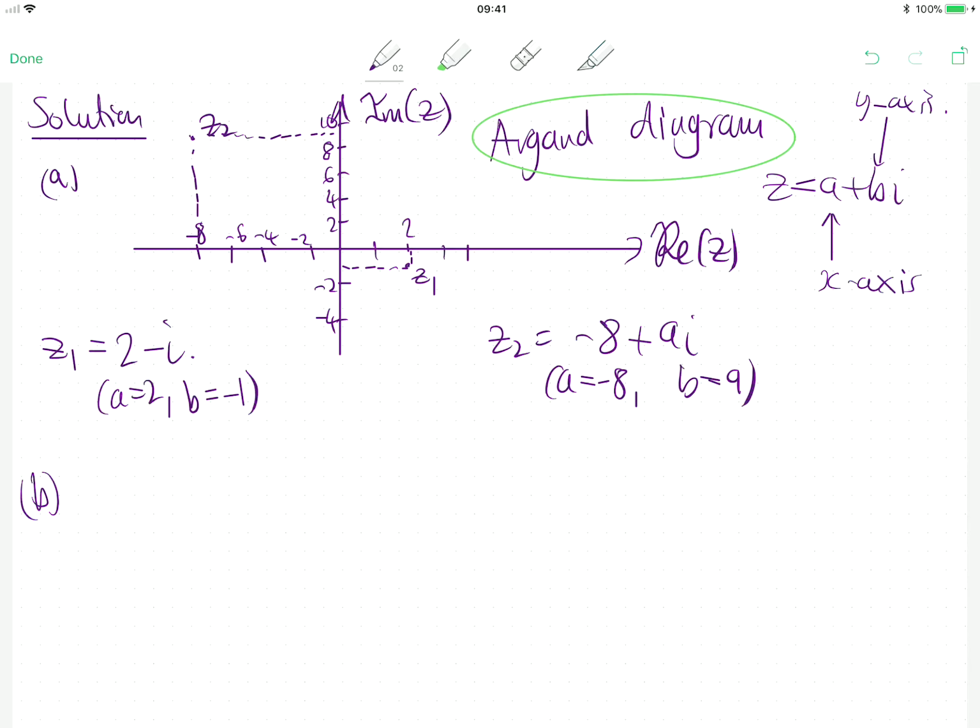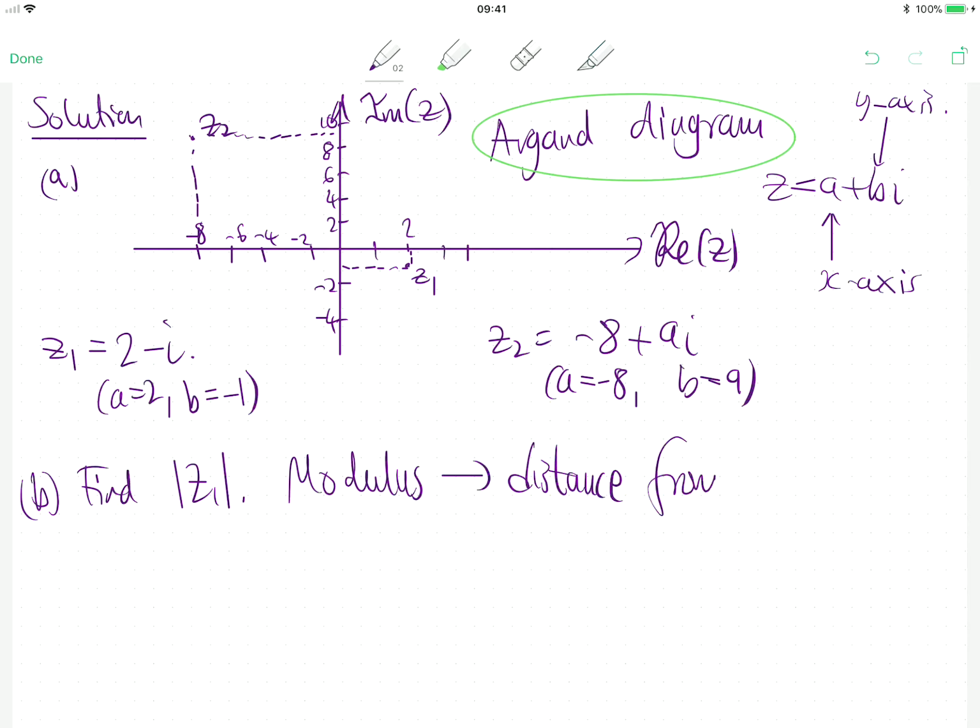So part B says find the, what is this? The modulus of Z1. Okay, so modulus, this is just the distance. It's the distance from the origin to our point Z1.